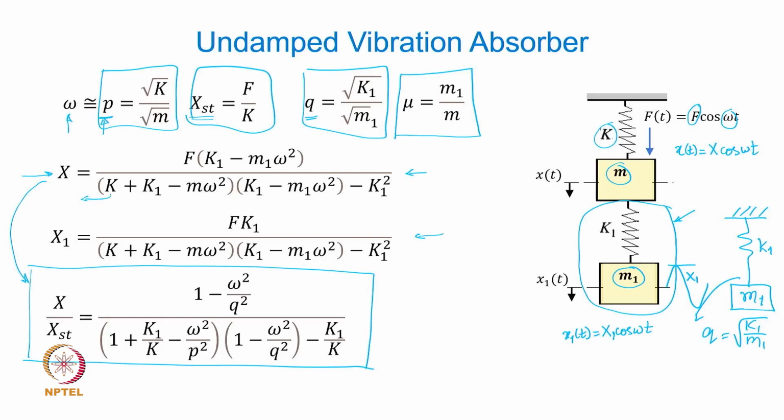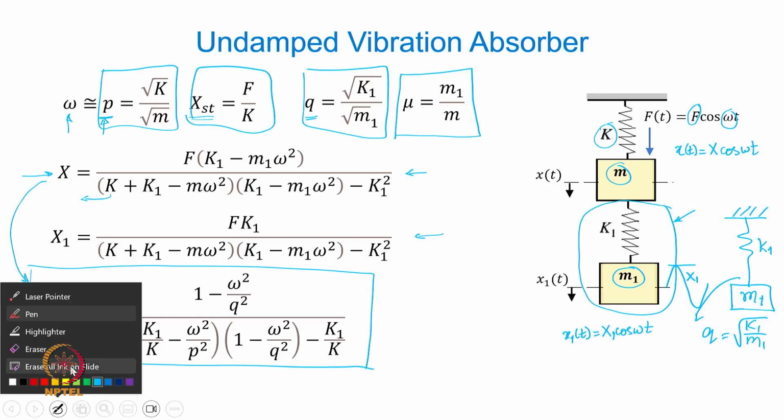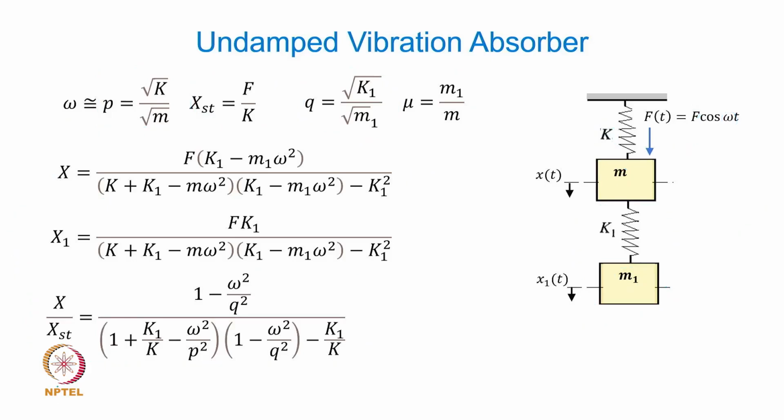But let us look at this expression in more detail. What is this expression telling us? Can you say something about this expression? If you look at the numerator, x will be 0 if the numerator is 0. And when will it be 0? When omega, or I must say when q is equal to omega, and because omega we are considering close to the natural frequency of the parent system, this is equal to p.